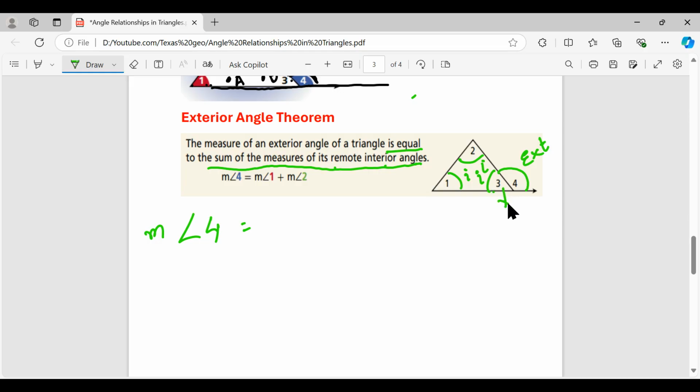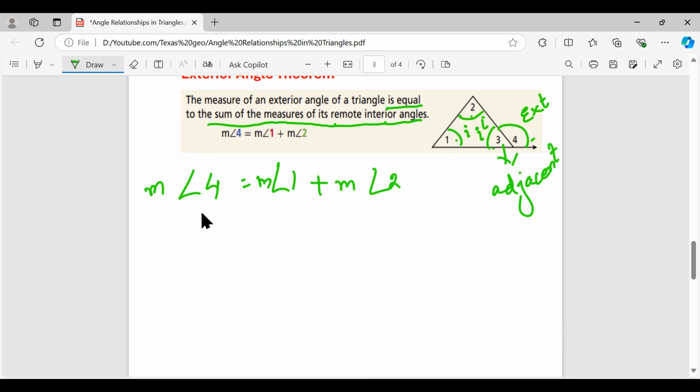Angle 3 is adjacent. 3 is an interior angle, no doubt, but it is adjacent. So this is the adjacent interior angle, and angles 1 and 2 are the remote interior angles. So the exterior angle is equal to the sum of the measures of the remote interior angles, or you can say opposite interior angles. So it will be the measure of angle 1 plus the measure of angle 2. Let's see a few examples based on this.